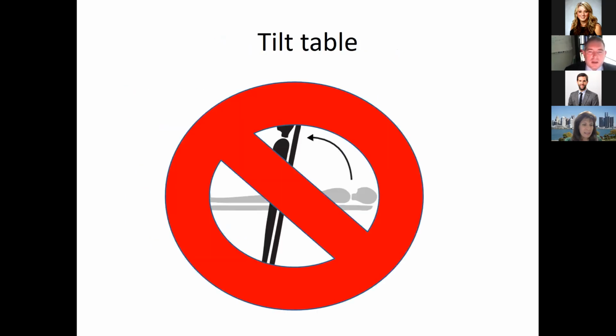Tilt table, not a fan. The diagnosis of neurocardiogenic syncope, positional orthostatic syncope, that's an important one for the patient's overall quality of life. It is not an emergent life-threatening cause that we need to rule out in the ED and by extension the observation unit.